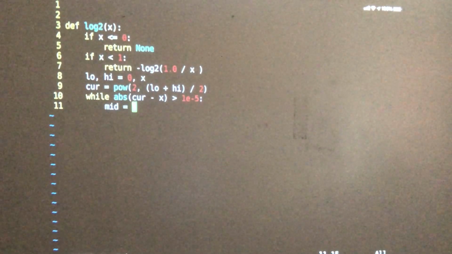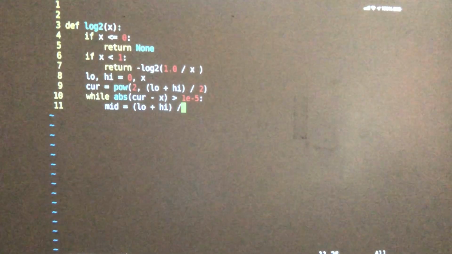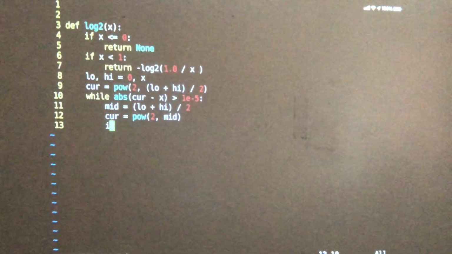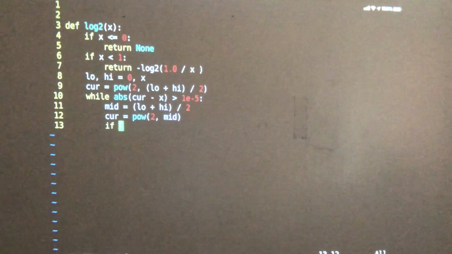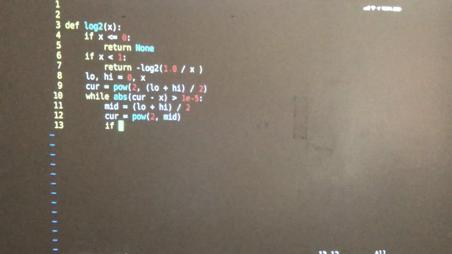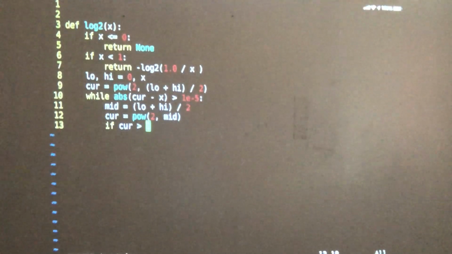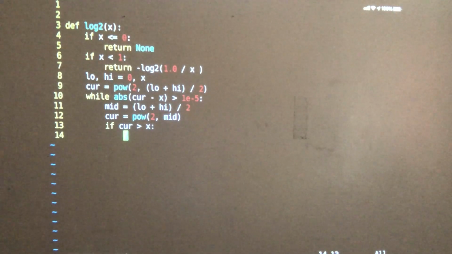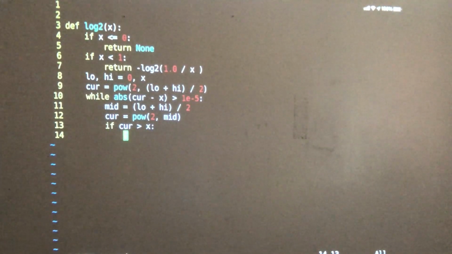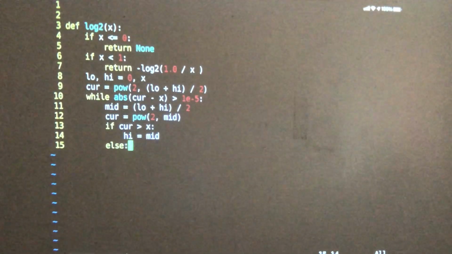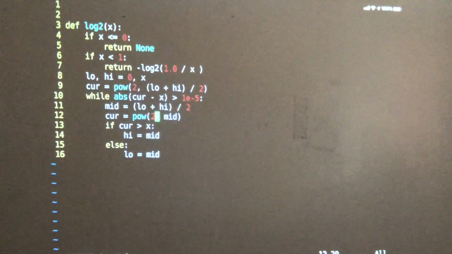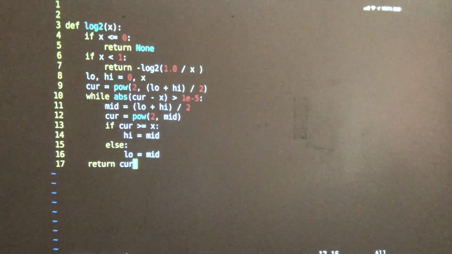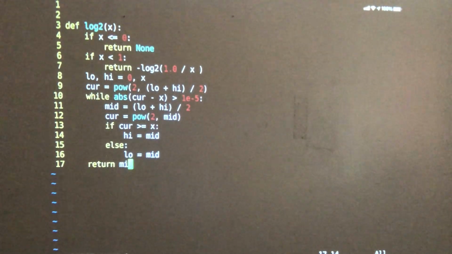And then we need mid equals low plus high divided by 2. We update the current to 2 to the power of mid. Now we need to check if this current value is bigger than x, right? If it's bigger than x, it means the value is in the lower half. So the lower half is, we change high to the middle. Else we change low, the lower bound, to the middle. Then we return mid. We are calculating the middle value.